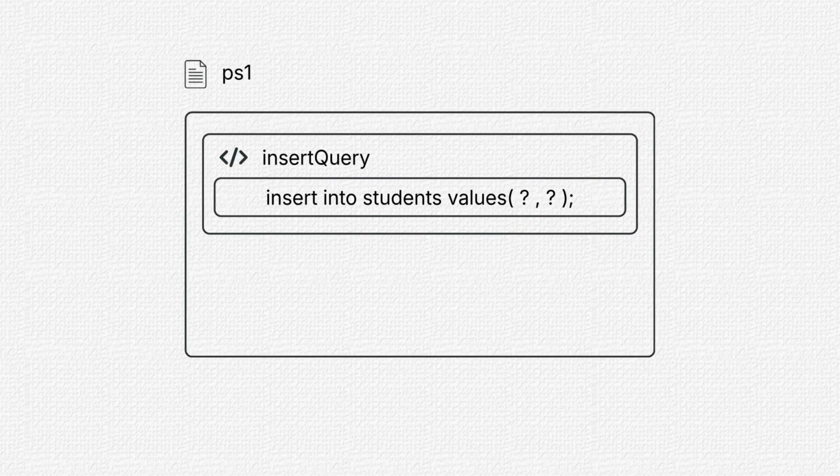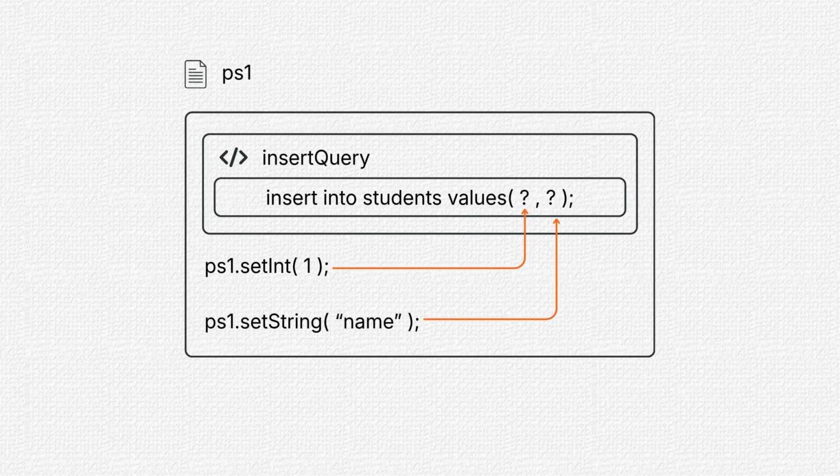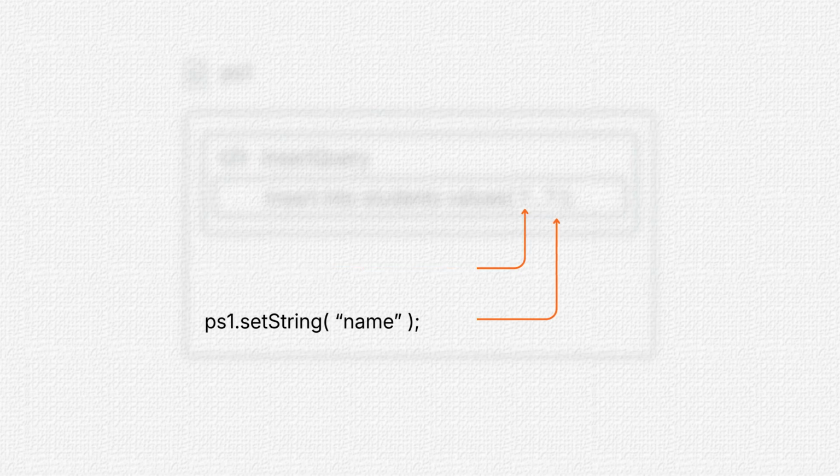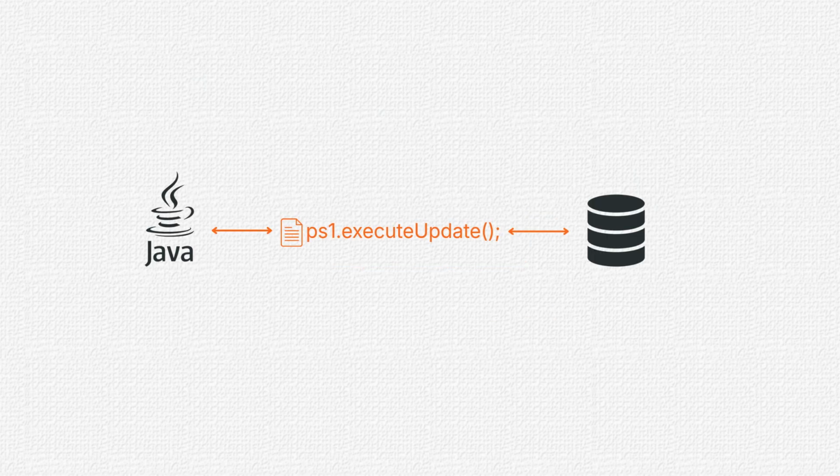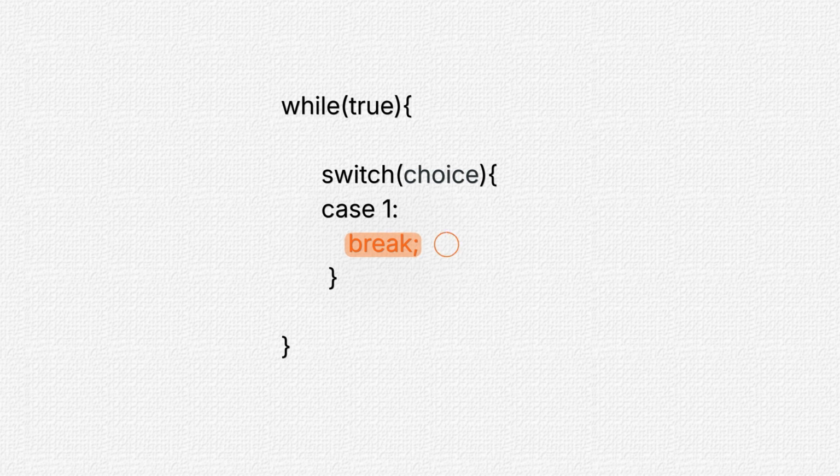A PreparedStatement object is created to execute the query. The ID and name values are set using setter methods. After that, the execute update method runs the query in the database. Finally, the program prints record is inserted. The break statement ends case 1 and control returns to the while loop.